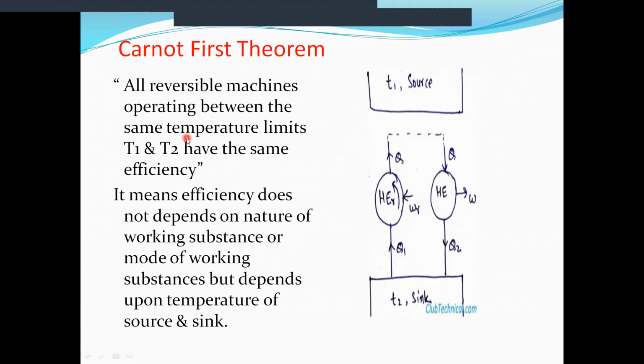Okay, now next and very important is the Carnot theorem. We will see it in the next period, but I will only introduce the Carnot theorem now. There are two Carnot theorems, Carnot first theorem and Carnot second theorem. So these are very important. Always in the examination, one theorem is asked: state and prove Carnot first theorem, or state and prove Carnot second theorem. So we will discuss this Carnot theorem in the next period.